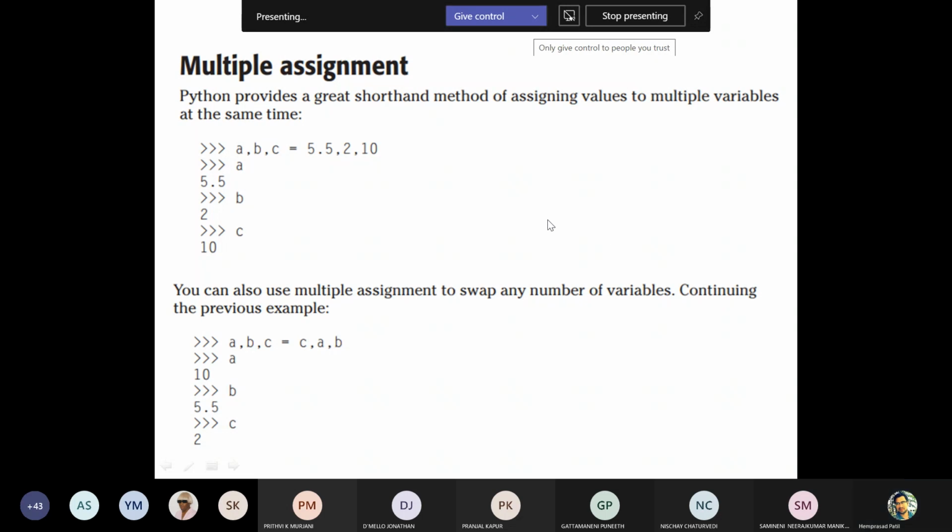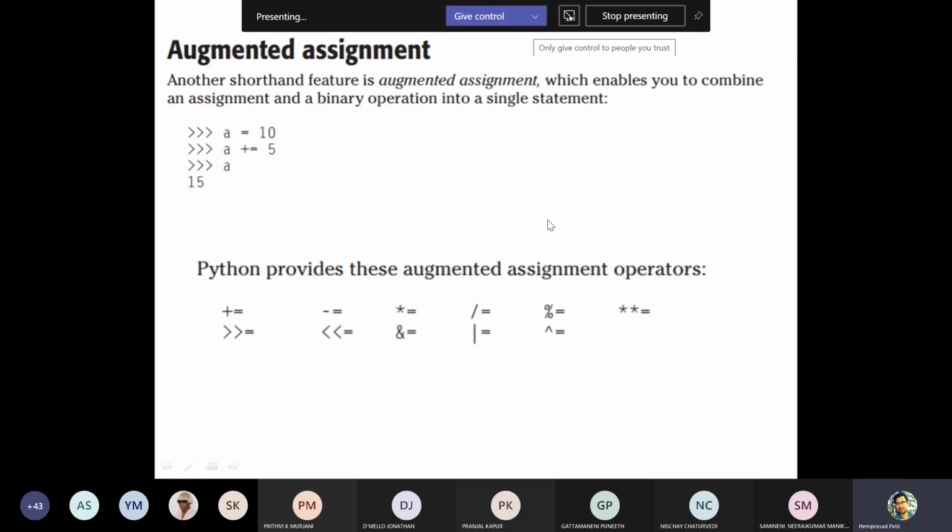Then augmented assignment. In C++, this is a typically popular type of assignment. So A is equal to 10. A plus equal to 5 means what? A is equal to A plus 5. So A becomes 15. Likewise, like this plus equal to, there are multiple augmented assignment operators.